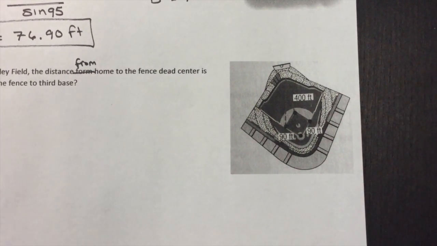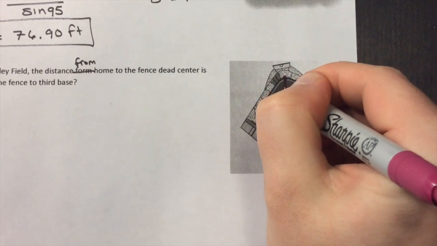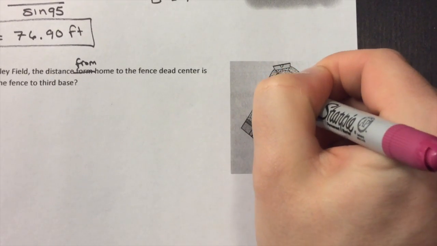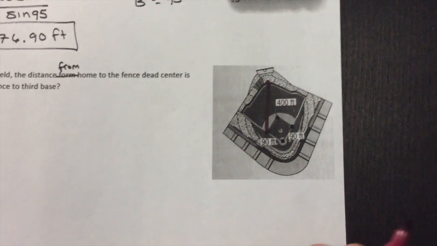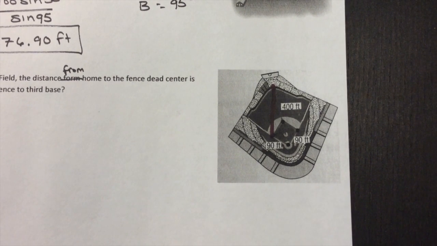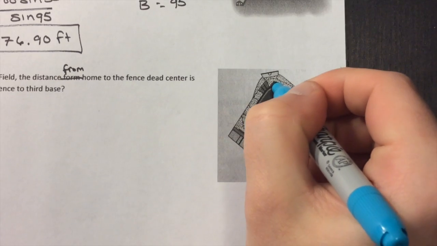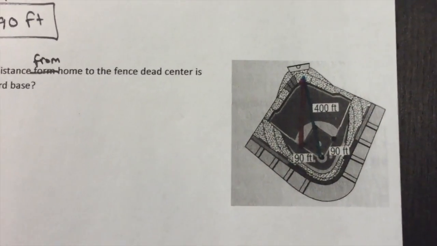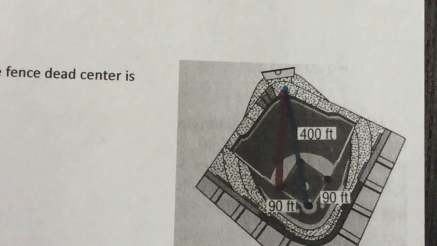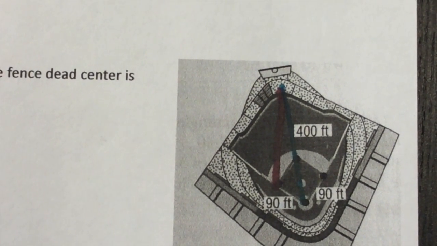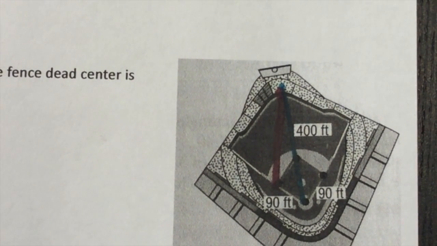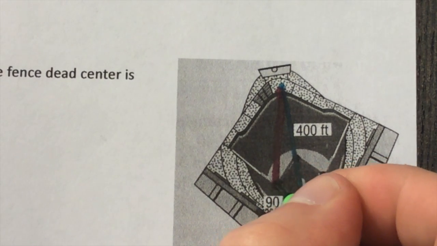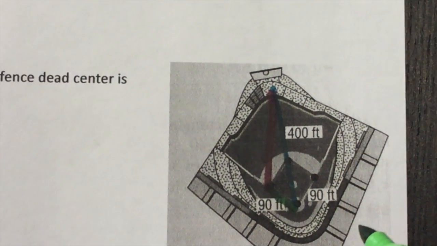So I am looking for, in this picture, I want to know the distance, hopefully this shows up just a little bit, between these 2 points. And what I know is that from dead center to home is 400 feet. Let's see if those colors show up any better. Not really. The only other thing that I know is that from third to home is 90 feet.